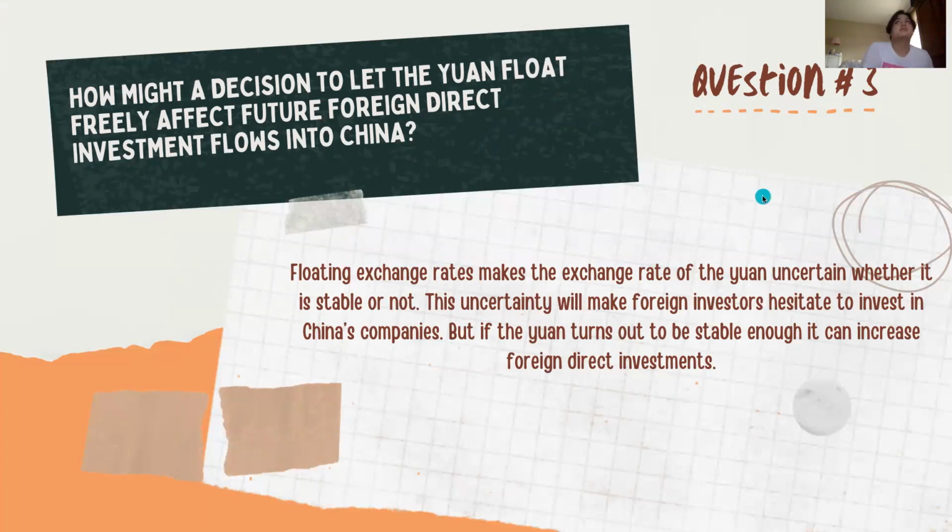So I will answer the third question. The question is, how might a decision to let the yuan float freely affect future foreign direct investment flows into China? With floating exchange rates, the exchange rate of the yuan becomes very unpredictable and uncertain, and it is unclear whether it is stable or not. The uncertainty will make foreign investors hesitate to invest in Chinese companies. But if the yuan turns out to be stable enough, it can increase foreign direct investment.